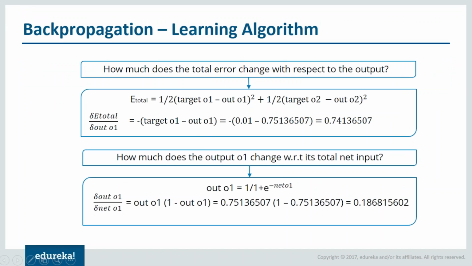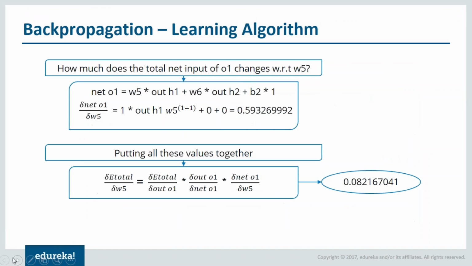So how much does the total error change with respect to the output? E total by out O1, we're going to calculate it. It came to around 0.741. Similarly, we're going to calculate how much the output O1 changes with respect to the net output, and we get this. After that, we calculate the net output change with respect to W5, and we got this. Finally, we put all these values together and found the change in error with respect to the change in weight W5, which came to around 0.082167041.